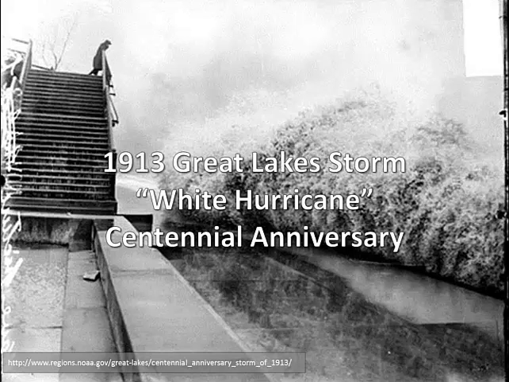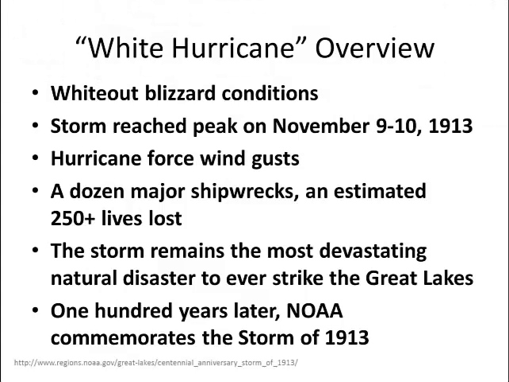Welcome to the 100th anniversary of the 1913 Great Lakes Storm, also known as the White Hurricane. In this presentation, we're going to be talking about the winds that occurred in this storm. This storm was one of the most devastating natural disasters to ever strike the Great Lakes. It had whiteout blizzard conditions across the Great Lakes, especially in the lake effect snow regions.